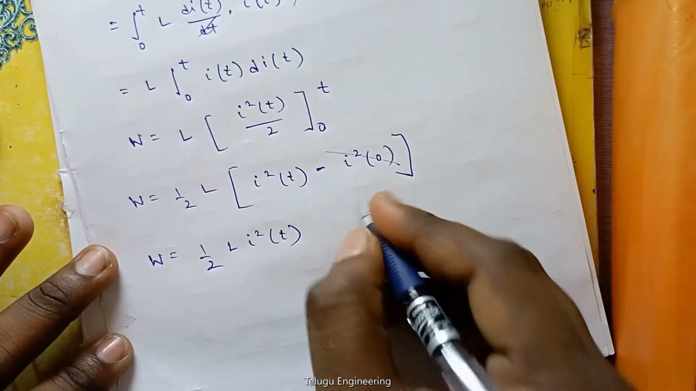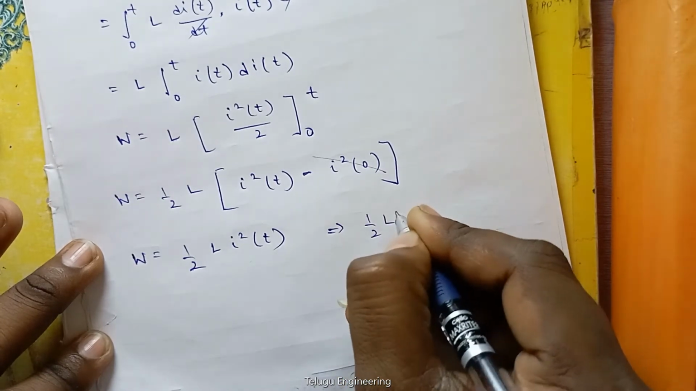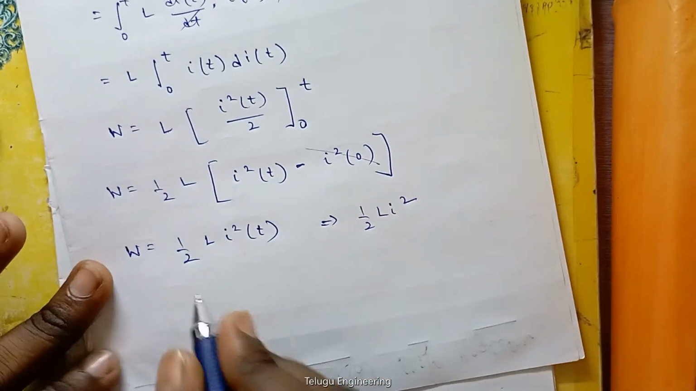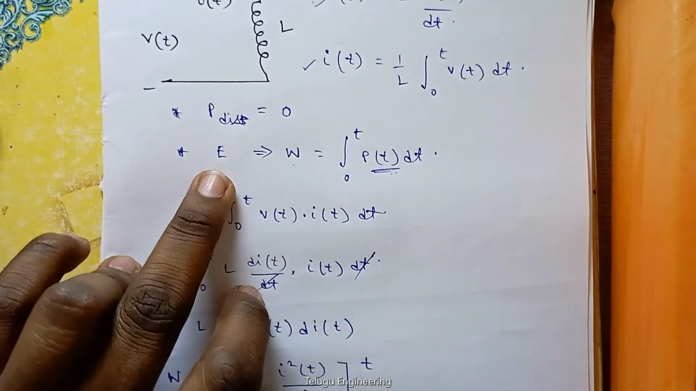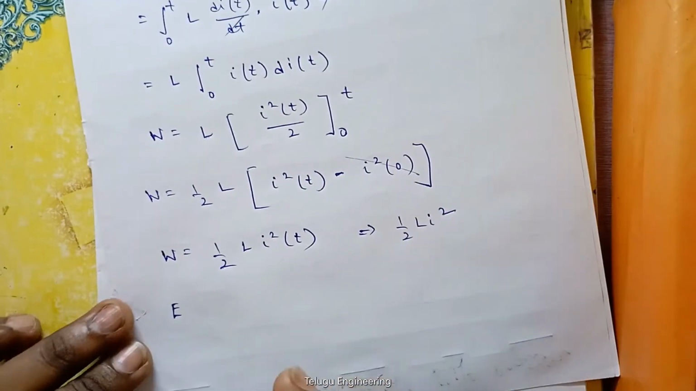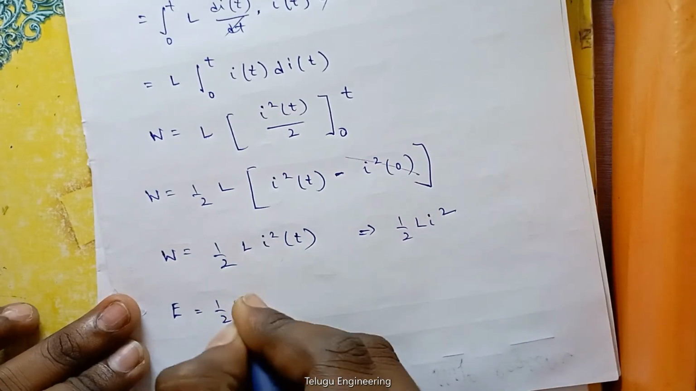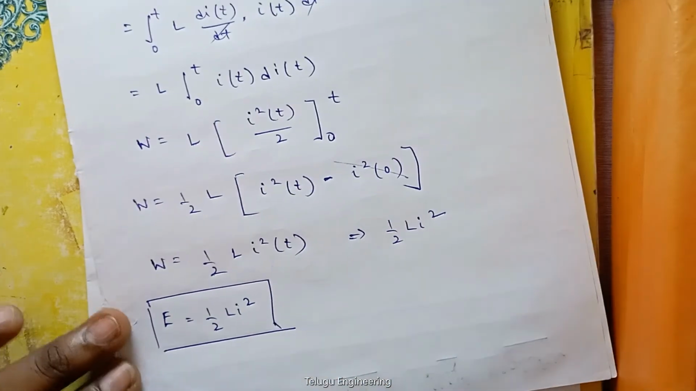Or else, how can we simply write it? 1/2 of Li square. So this is the amount of energy. We have already said the work done is nothing but the energy. So finally you can write the energy as half Li square. This is the amount of energy stored in an inductor.